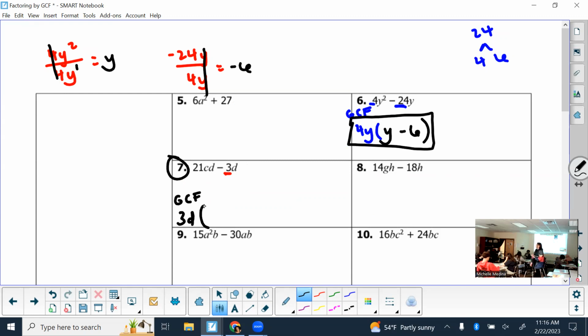All right, that goes outside parentheses. Inside is what we get from dividing each term by the GCF. Now remember, if I have the same thing on top and bottom of a fraction, what happens to it? It cancels out to 1. So in that first term, the D's will cancel because they're both D to the first. In the second one, the 3's cancel and the D's cancel to 1. But let's just do the first term real quick. What's 21 divided by 3? And then we still have a C. Nothing is dividing the C, so it's still there.